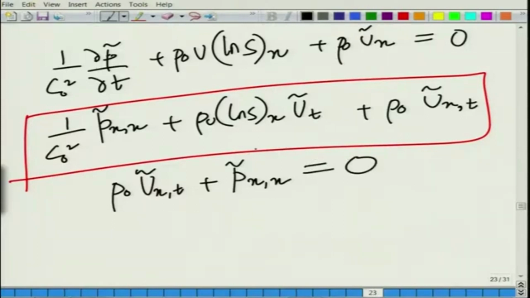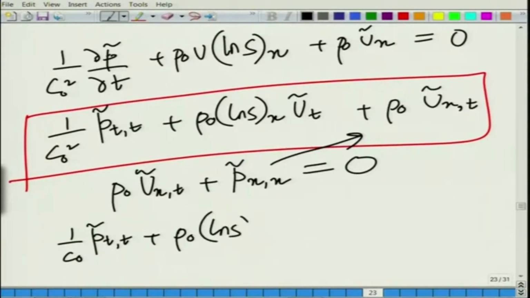We put this equation in here. So, what do we get? I am so sorry, this becomes p tilde t t, because remember we differentiate with respect to t. That was my mistake, sorry. So, we get p tilde t t plus rho naught times the log derivative of S x times u tilde t, minus p tilde x x is equal to 0.